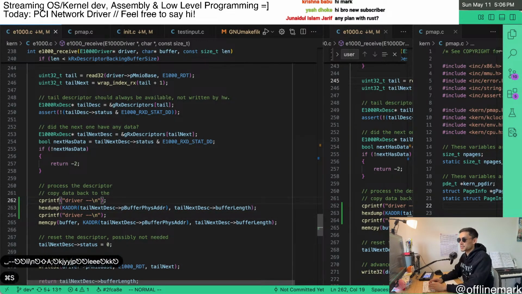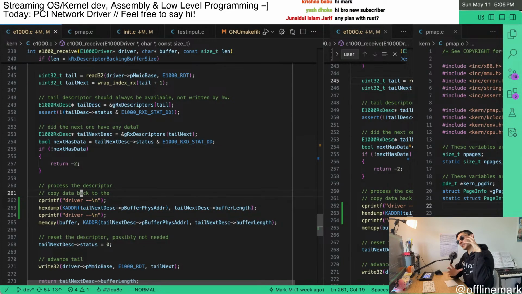I'm just going to surround this with some backticks. So here is where we're really just printing out the data in the buffer that the NIC gave us. So this should really have all the right data.